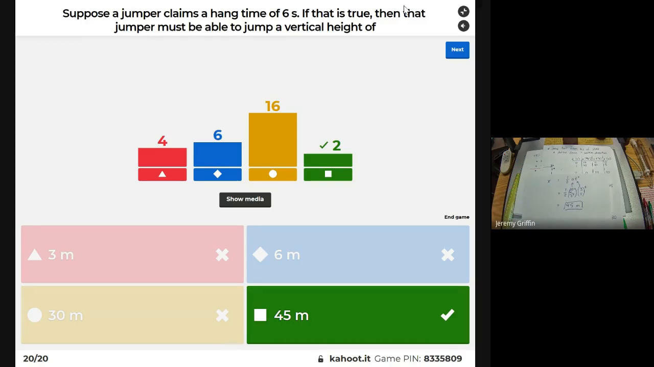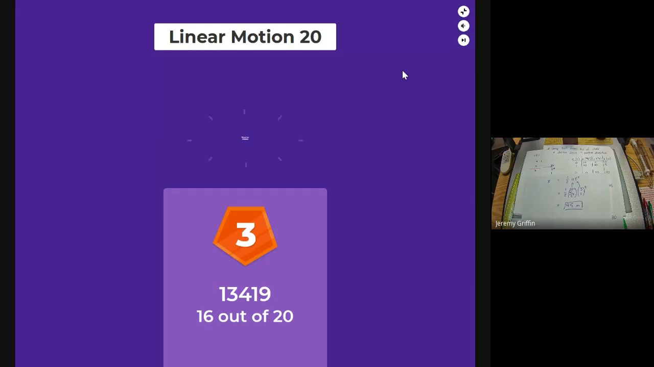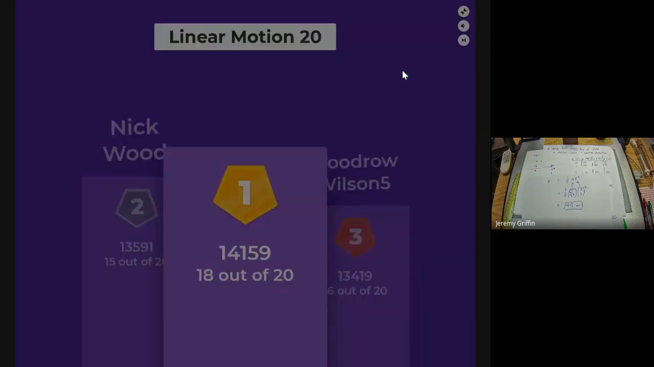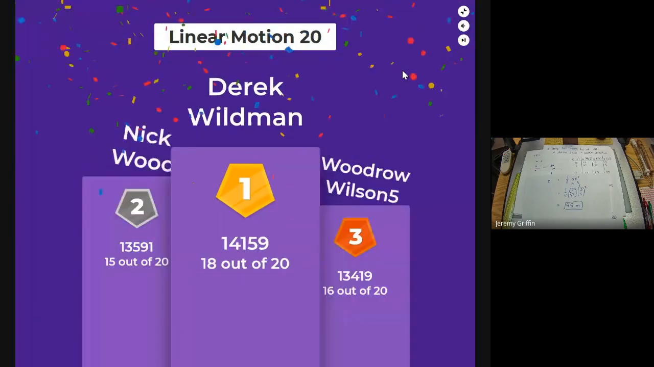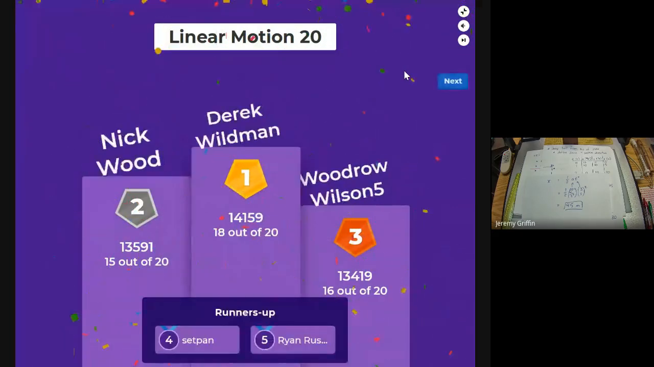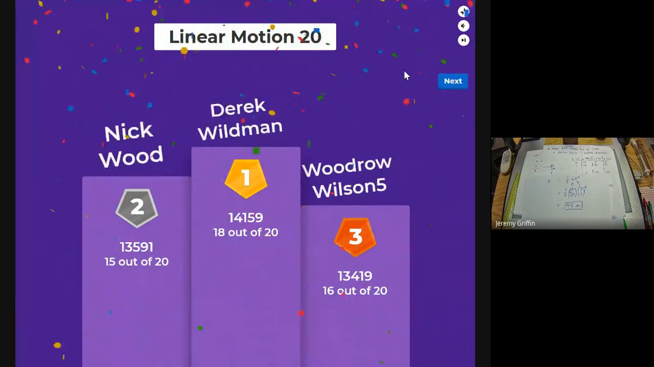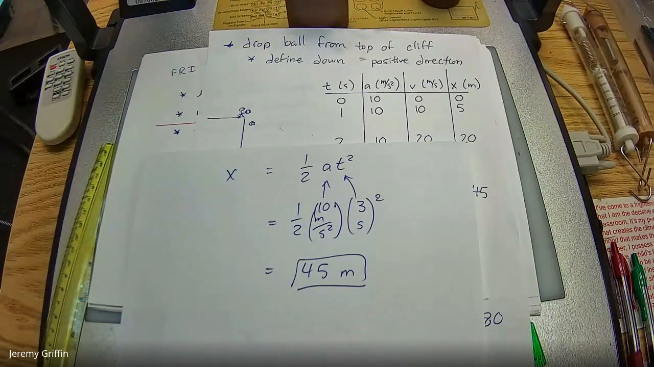I'm going to flip over just to figure out who won these Kahoot prizes. We're going to find out the podium. With the bronze, Woodrow Wilson. With the silver, Nick Wood. And with the gold, Derek. Nice job. And Seth Tan and Ryan Russell popping in the top five. All right, so let's flip back over to projection.